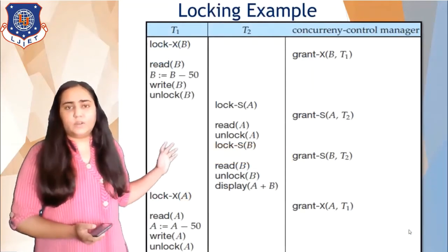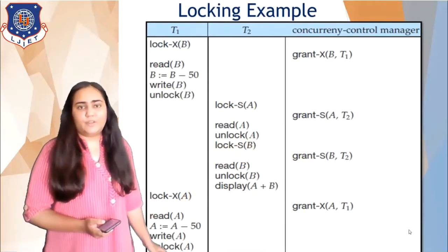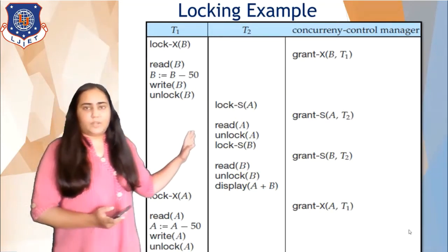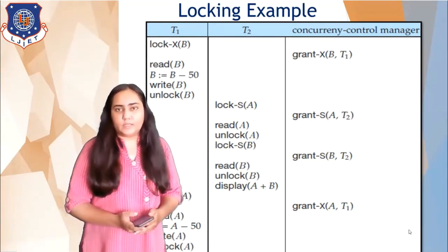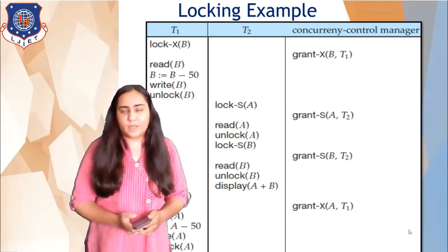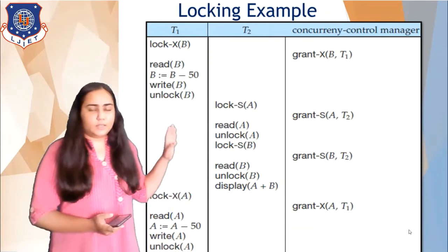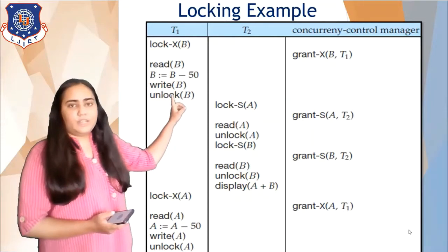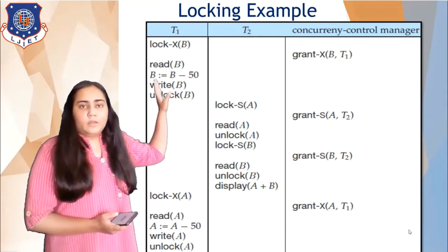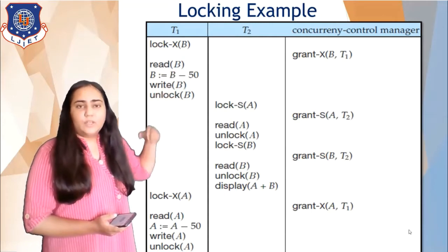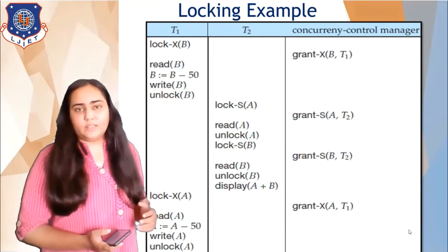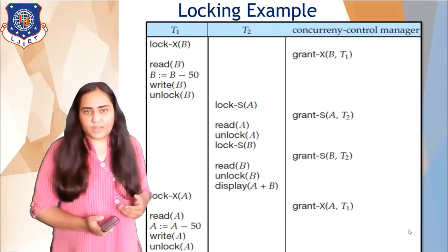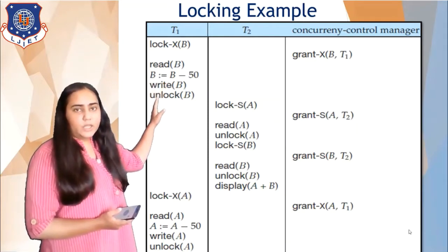Now you can see on your screen right now, there is an example of how locking works in practice. So in this case, there's a transaction T1 and there's a transaction T2, and then there's a concurrency control manager. So what happens here is that whenever the transaction starts and it knows right here that it wants to read this particular data item B, then the transaction is going to obtain a lock first. Now, in this case, the transaction doesn't just want to read the data item. The transaction also wants to write. So you can see there's a read operation and a write operation.